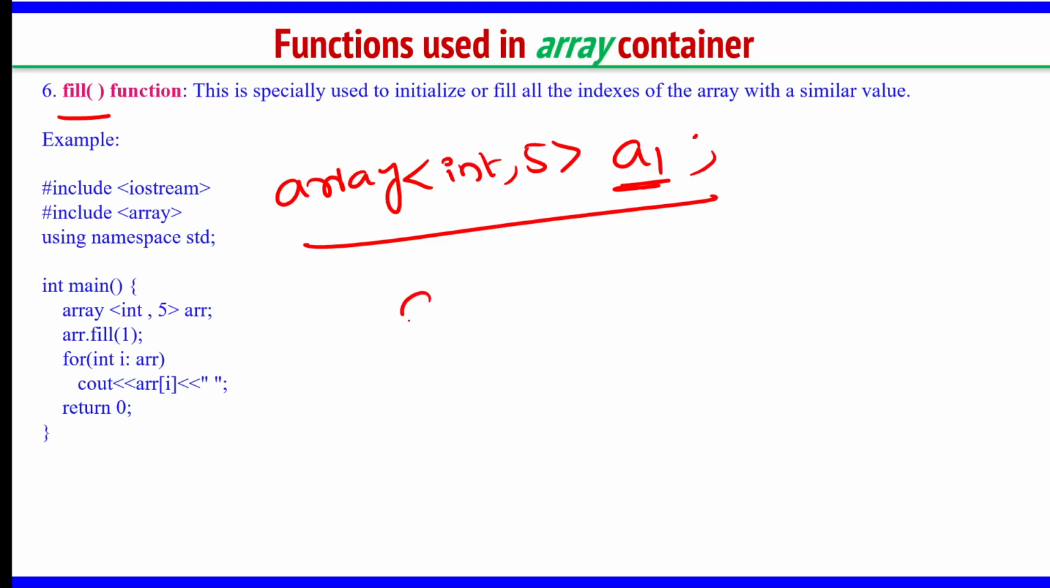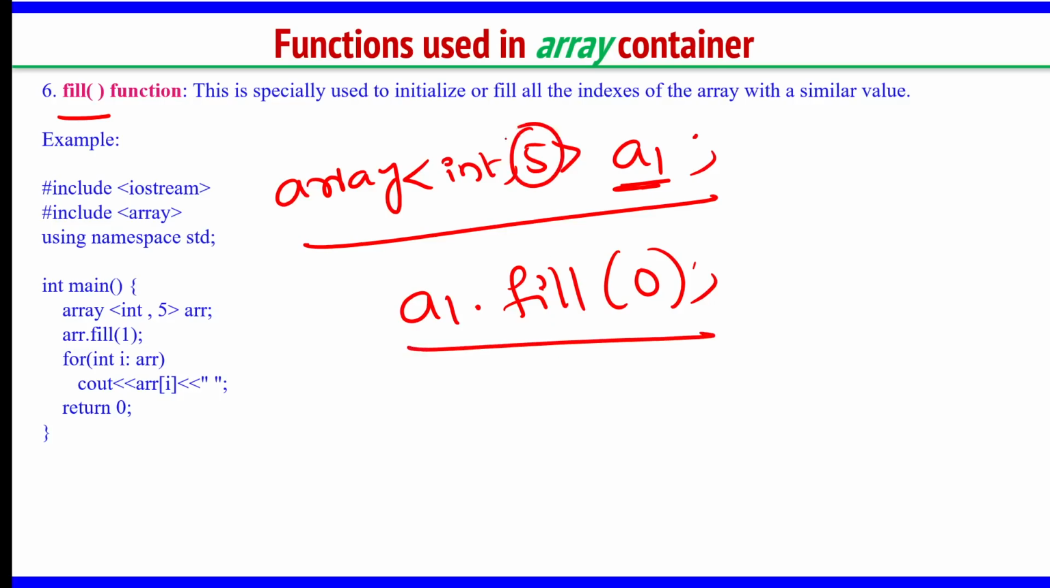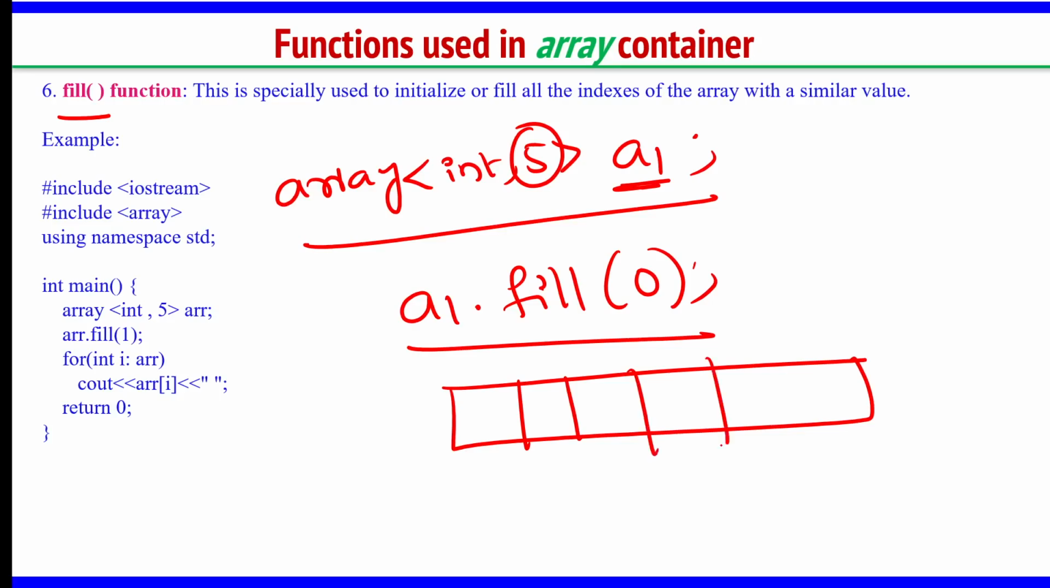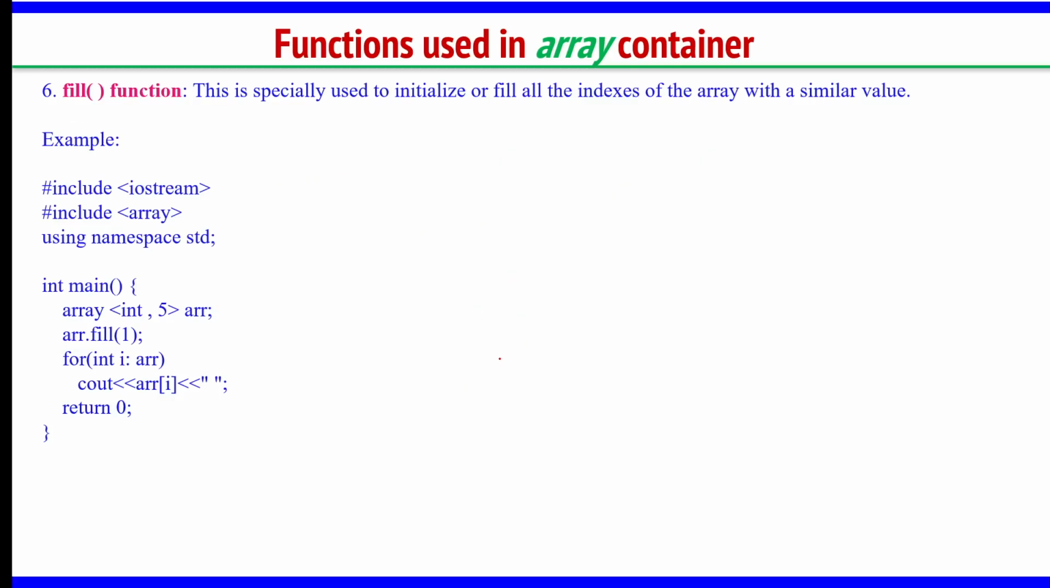Take this array variable name a1 dot fill of 0. Just one command you write, and all 5 elements in the array will be assigned zeros, like this. This is about the fill function in the array container.